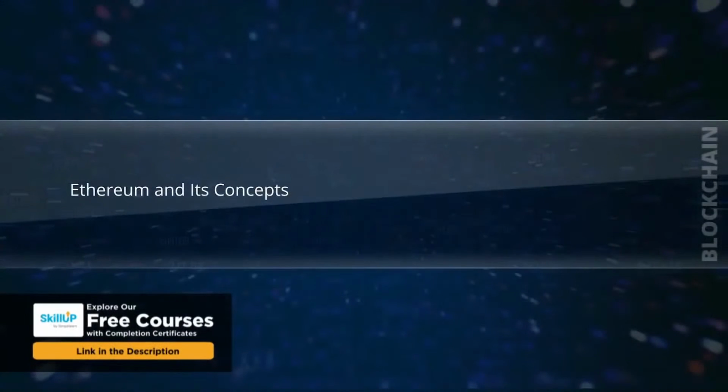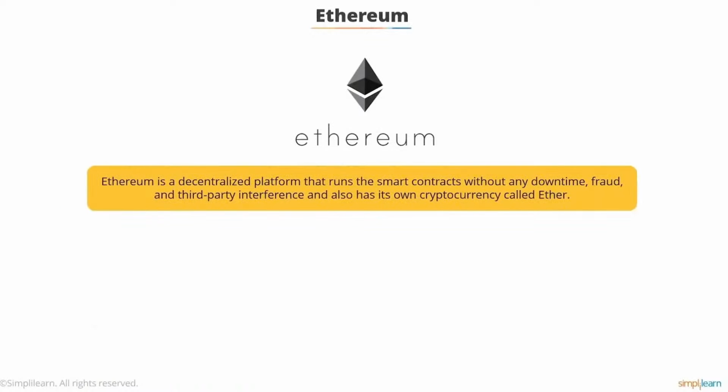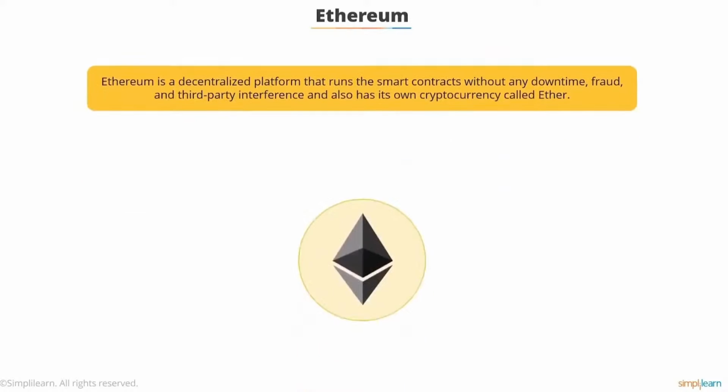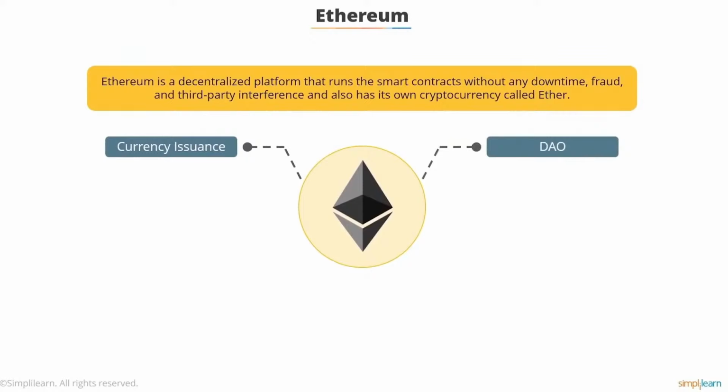Ethereum and its concepts. Simply put, while Bitcoin is defined as digital money, Ethereum is a decentralized platform that runs smart contracts exactly the way they are programmed, without any downtime, fraud, or third-party interference, and it also has its own cryptocurrency called Ether. Ethereum aims to enable innovations in three key areas: currency assurance through Ether, which serves as an innate currency for the Ethereum blockchain; decentralized autonomous organization; and smart contracts.